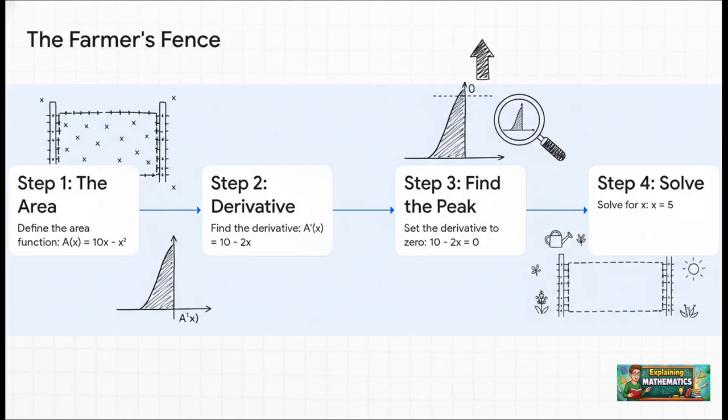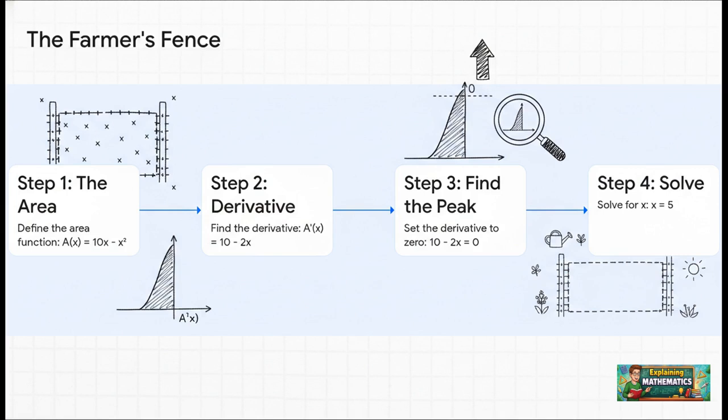A farmer has 20 meters of fence and wants to make a rectangular pen with the biggest possible area. How big should the sides be? Okay, first we create a function for the area. Then, here comes the magic. We find the derivative of that function. Now, why would we do that?